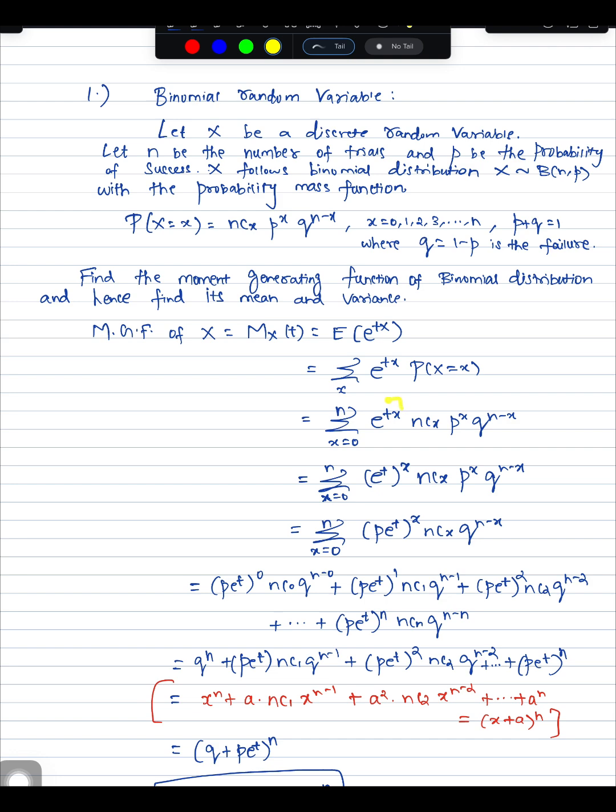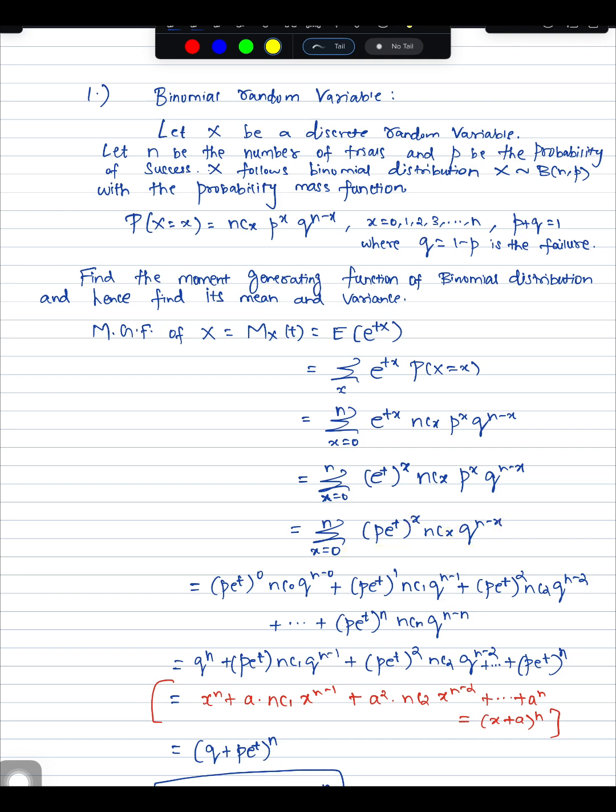Now you can write this e^(tx) as (e^t)^x. Now this (e^t)^x and p^x can be combined together, which can be written as (p e^t)^x, and you will be left with nCx q^(n-x). Now you just substitute the value of x to be 0, then 1, 2, 3, and it goes on till n, because it is a finite expansion.